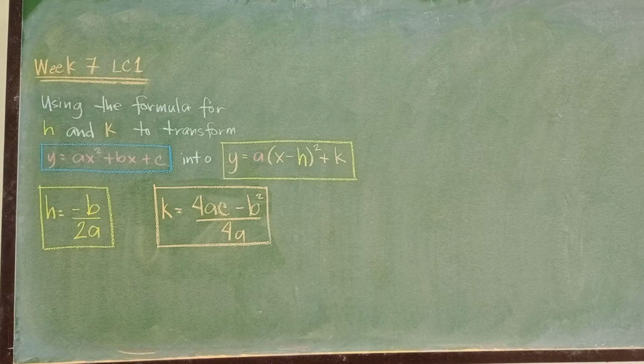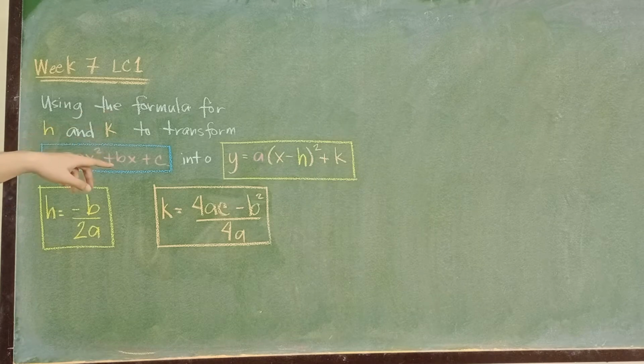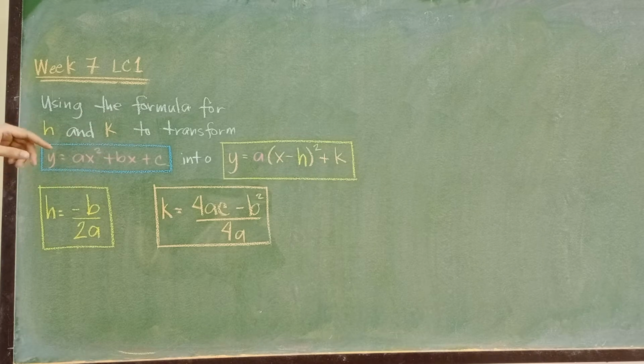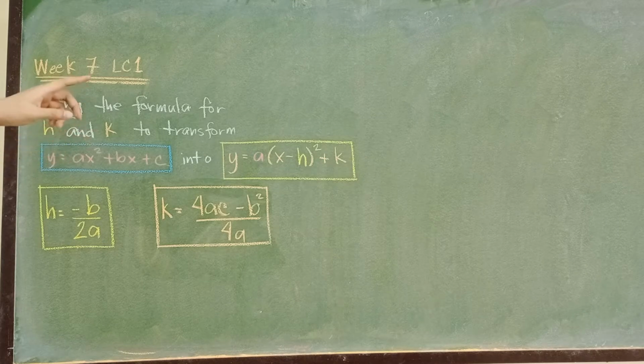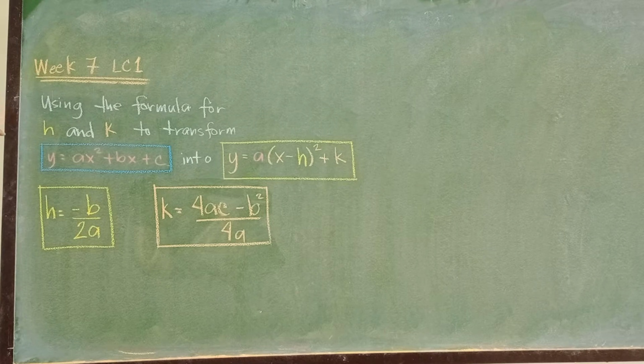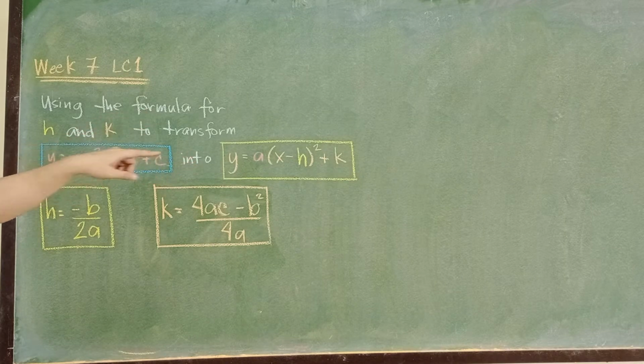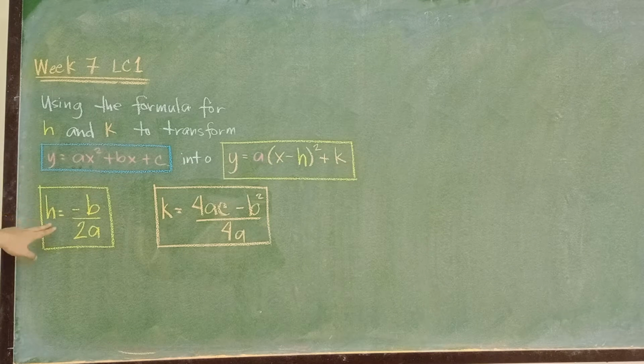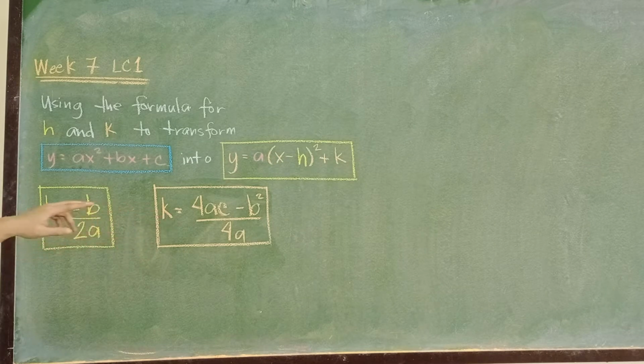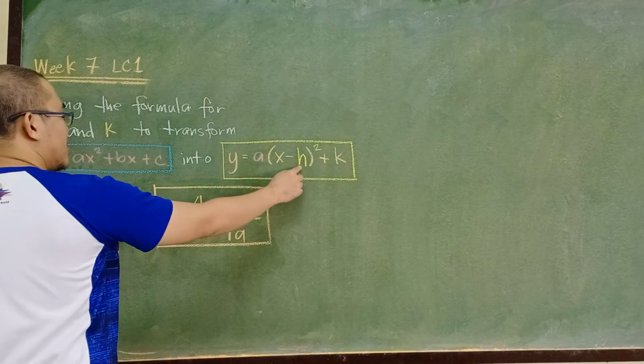So for week 7, LC1, using the formula for h and k to transform the quadratic function y is equal to ax squared plus bx plus c into the vertex form, which is y is equal to a parenthesis x minus h parenthesis squared plus k. So instead of using the long method to transform this standard form of the quadratic function into the vertex form, gagamit na lang tayo ng formula para sa h at saka sa k para malaman natin ano yung value ng h dito at saka ng k.